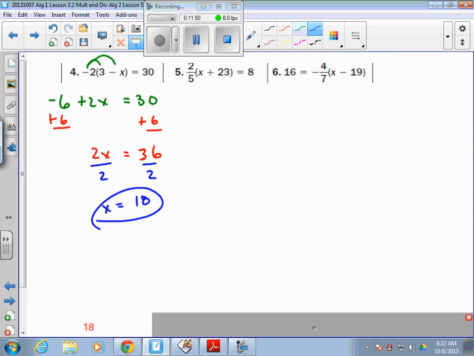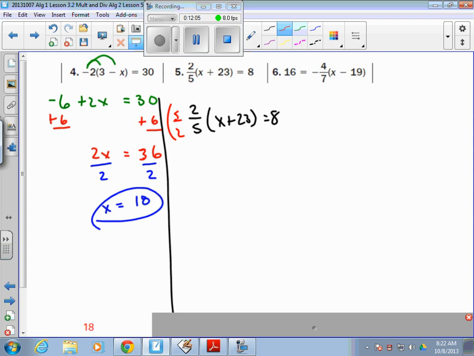So get rid of 2/5 times something by multiplying by the reciprocal first. So we have 2/5 times x plus 23 equals 8. Multiply the whole thing by the reciprocal, 5/2 first. So that'll leave us with x plus 23 on the left equals, these will cancel out. 2 goes into itself 1 time and into 8 4 times. So 4 times 5 is 20.